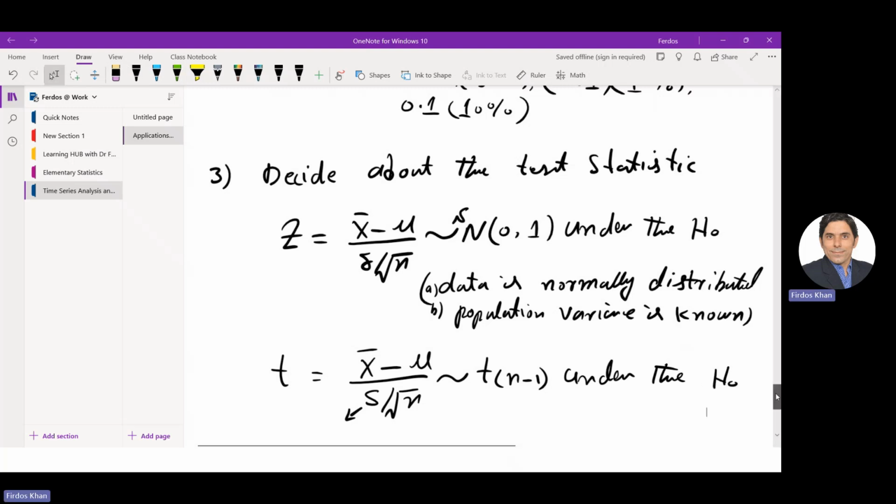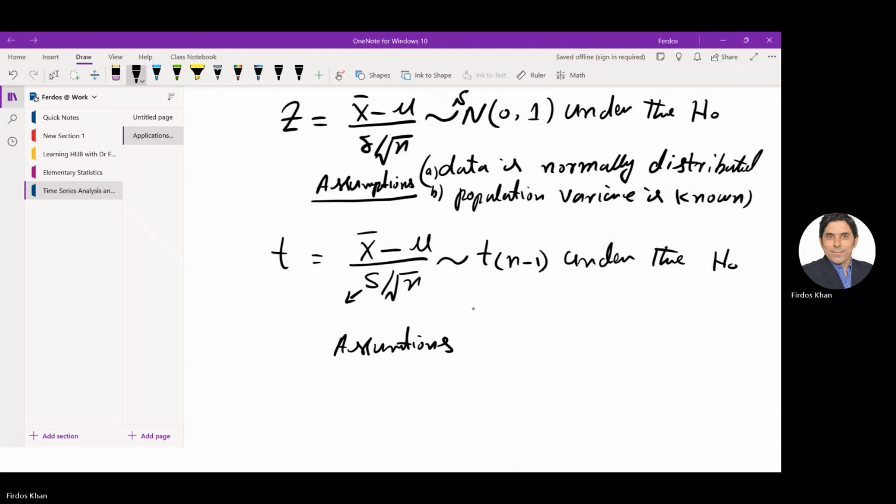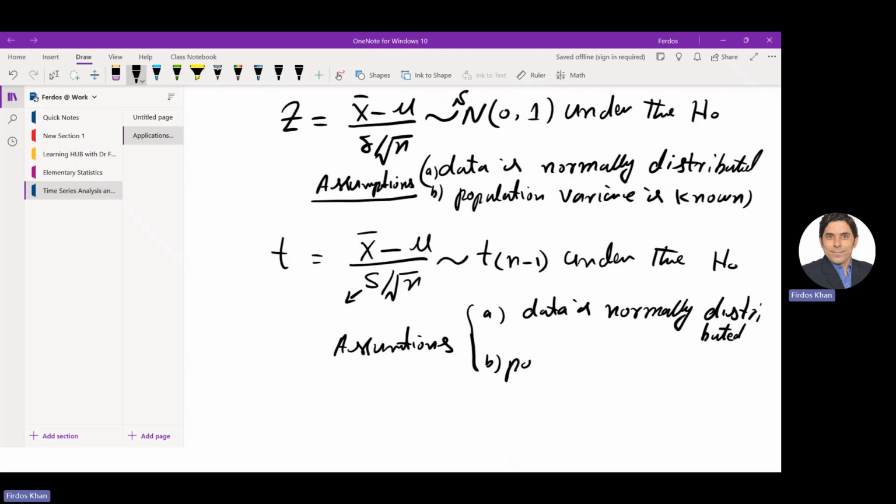And for this one, we have the same first assumption. Similarly, the assumptions for using the T distribution are that the data is normally distributed and the population variance is unknown. So these are the two assumptions for T, and the ones above are for Z.